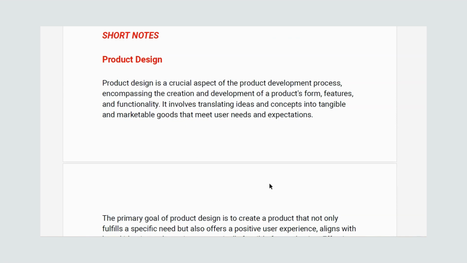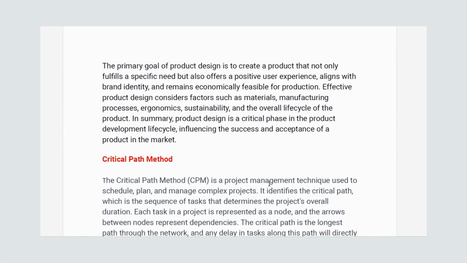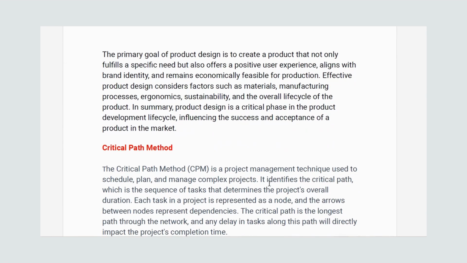It encompasses the creation, the development and the functionality of the product's form. So it involves translating the ideas and concepts into tangible and marketable products. That means user needs and expectations. So the primary goal of product design is to create a product that not only fulfills a specific need but also gives a positive user experience, like it gives a customer satisfaction.